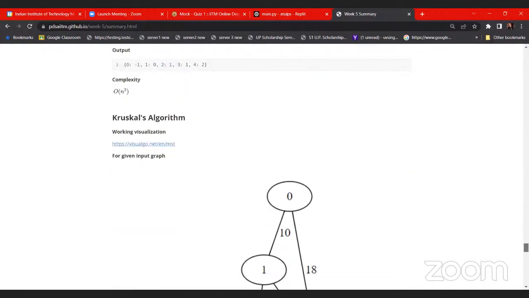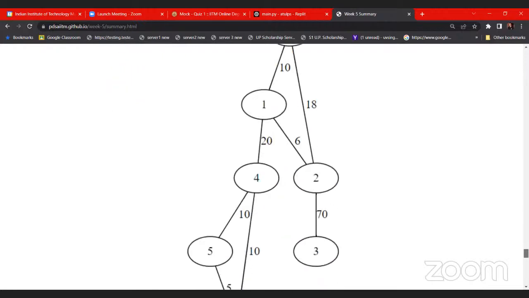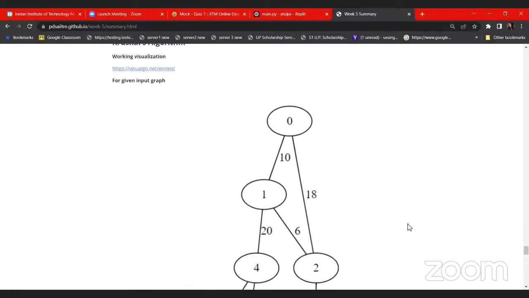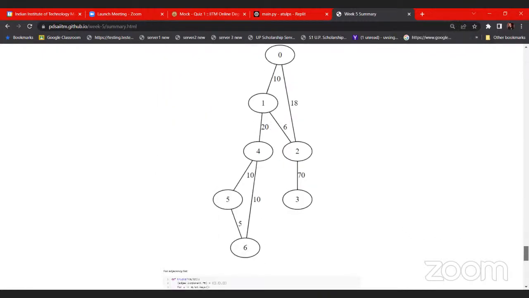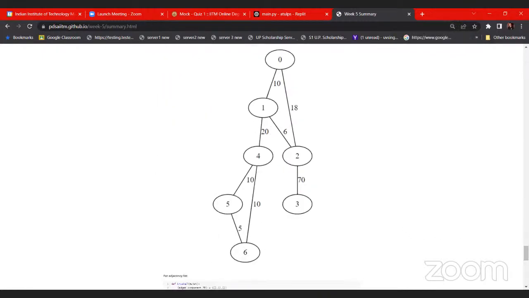And the next is Kruskal's algorithm. So what is the concept of Kruskal's algorithm? For example, this is a new graph.